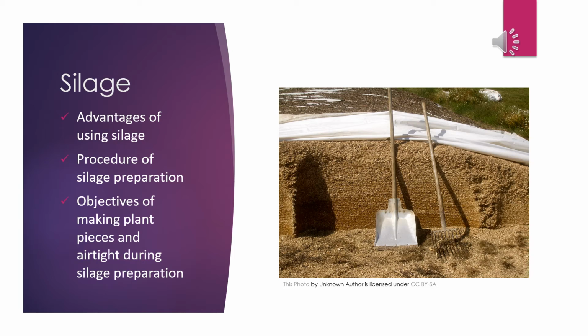The pieces are preserved in airtight pits for a long time, but nowadays these are preserved in larger size polythene bags instead of pits. The opening of the bag is made airtight so that air cannot enter into the bags. By processing this way, nutritive value of grasses can be maintained for a long time and can be supplied to the livestock when necessary. Now we are going to discuss the objectives of making plant pieces and airtight silos during silage preparation.